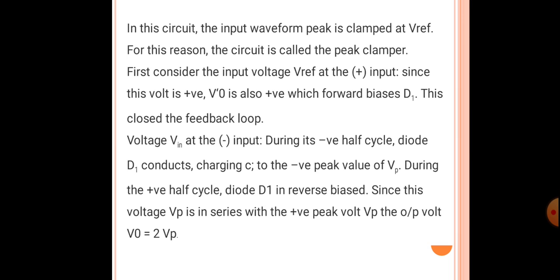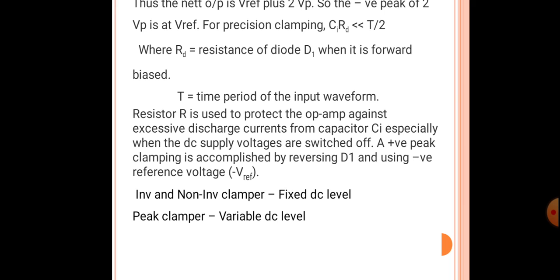Since this voltage Vp is in series with the positive peak voltage Vp, the output voltage V0 is equal to 2Vp. Thus the net output voltage is Vref plus 2Vp. So the negative peak of the 2Vp is at Vref. For precision clamping, C Rd is very much lesser than T by 2, where Rd is equal to the resistance of the diode D1 when it is forward biased. T is the time period of the input waveform.